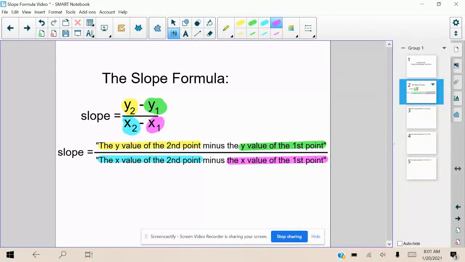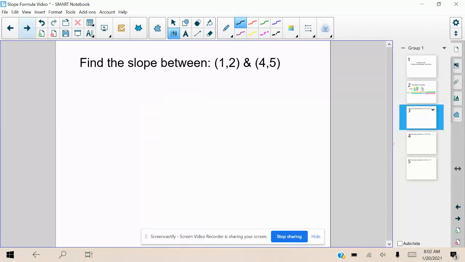The y value of the second point minus the y value of the first point, or the difference in our y's, over the x value of the second point minus the x value of the first point, or the differences in x's. Remember, slope is equal to the change in y over the change in x. So all we're doing is just formalizing it. We're just saying, okay, I have 2 points. I'm going to find the difference between them. So without further ado, let's take this and put it into play. We're going to find the slope between coordinate points 1, 2 and 4, 5.